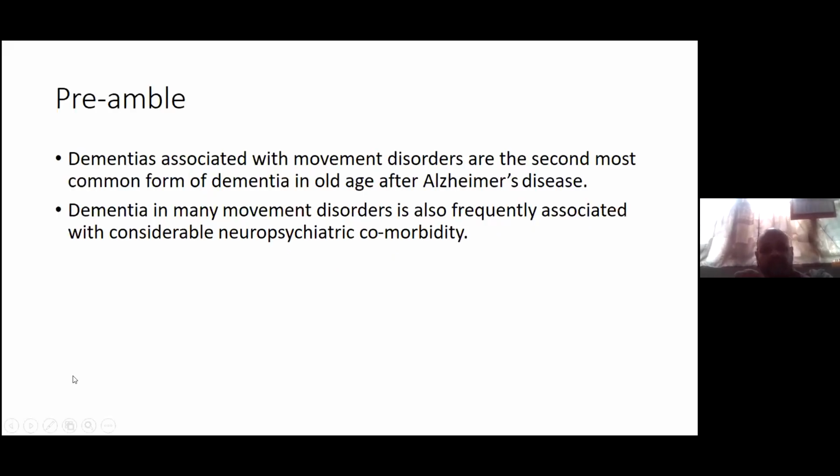Dementias associated with movement disorders are the second most common form of dementia in old age after Alzheimer's disease, which is the number one cause of dementia worldwide. And dementia in many movement disorders is frequently associated with considerable neuropsychiatric comorbidity.